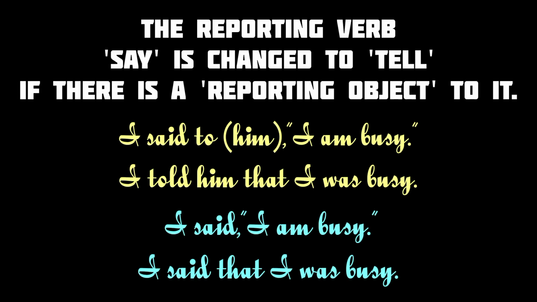Another special rule is that if the reported speech has an assertive sentence, the reporting verb say becomes tell if it has an object or a reporting object to it. However, in case the reporting verb say has no object to it, in indirect speech it does not change to tell. For example, I said to him, "I am busy." This is direct speech. Here the reporting verb said has a reporting object him. So in indirect speech, the reporting verb said, which is in the past tense, will be changed to told. I told him that I was busy.